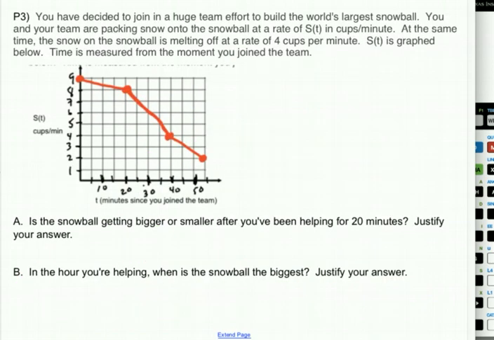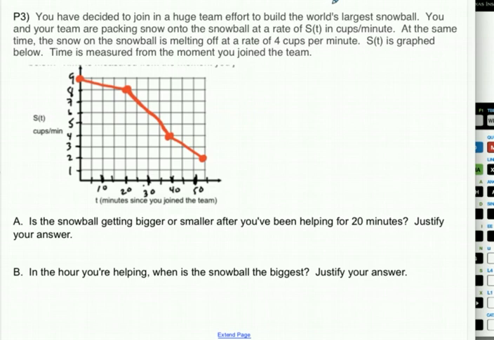All right, let's go ahead and do a P3. You have decided to join in a huge team effort to build the world's largest snowball. You and your team are packing snow onto the snowball at a rate of S of T in cups per minute. At the same time, the snowball is melting at a rate of 4 cups per minute. S of T is graphed below. Time is measured since the moment you joined the team. You spend about an hour doing this, and then you decide you're over it. That's kind of the gist of this.